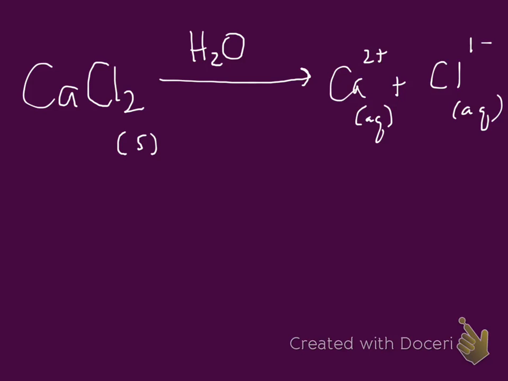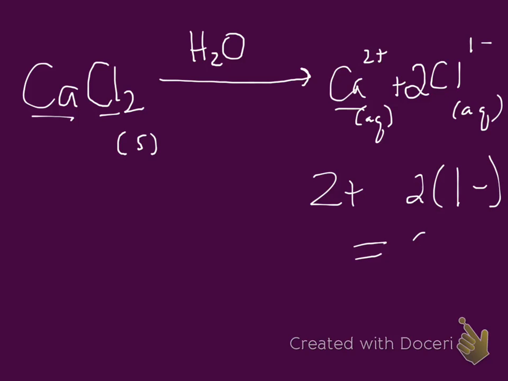Now we have to look at balancing this. Is it balanced right now? No. We've got 1 calcium here, 1 calcium here. That's fine. 2 chlorides there, 1 chloride here. So we have to put in a 2 there. Now that actually goes ahead and fixes our other problem. Because before we did that, we had 2 plus, 1 minus. Well, now what we've done is we've multiplied that 1 minus by 2. So these sum to 0. Your charges have to balance.